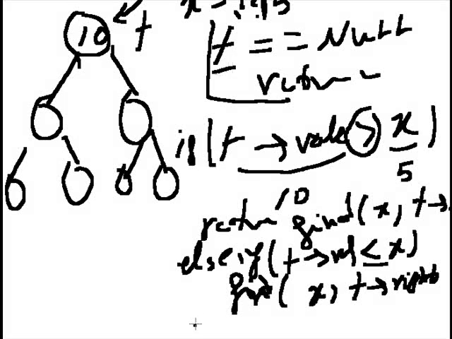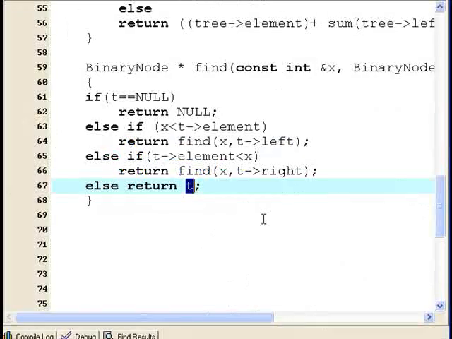If it's not less than and it's not greater than and t is not null, I have only one condition now, else that I have found the element. Return what? T. So I cannot go left or go right. This means that I'm sending here 10, not 15, not 5. 10 is equal to 10. Okay, let's go back now to the coding.